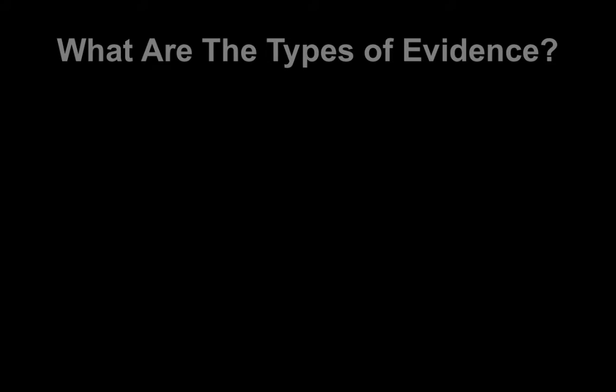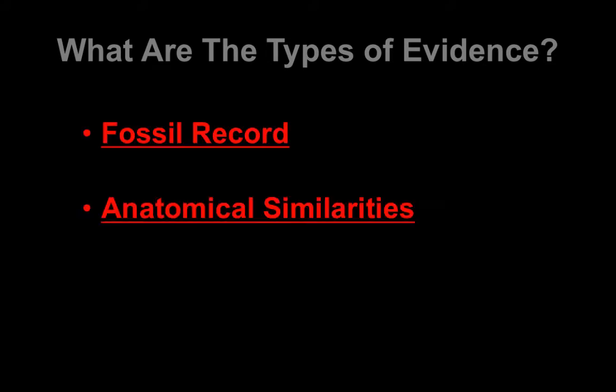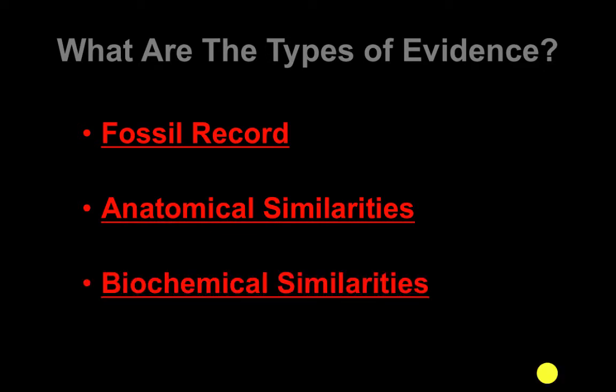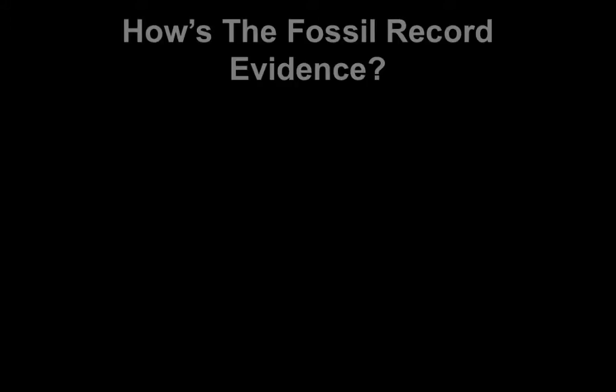Okay, so first let's look at the types of evidence, and we're going to have three types. We're going to look at the fossil record, anatomical similarities, and biochemical similarities. So first let's look at the fossil record.